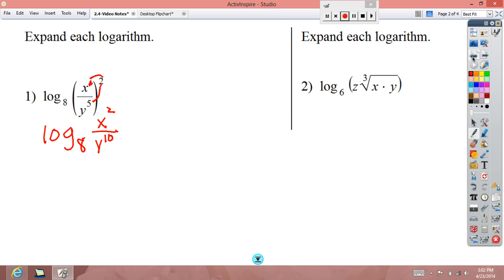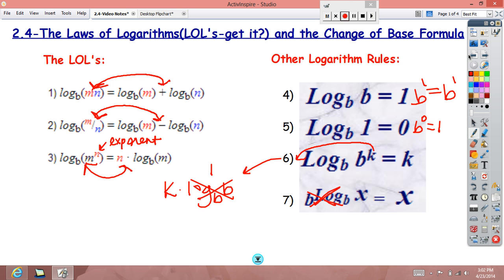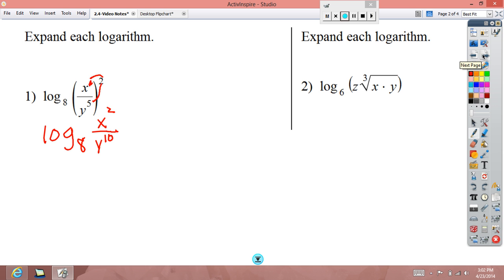Next, I see I have division, and I also have some exponents. So if I look back at the LOLs, I have an exponent one, and I have division here. So I'm not using LOL 1 here because there's no multiplication. But I have this division one, which I know turns into subtraction, and this exponent one, the exponent comes down into the front. And so I'm going to do the expanding first, meaning there's 2 different terms here. So I'm going to make it into 2 different terms. The log base 8, remember this stays, right? Both of them have to have the same base. So I have log base 8.